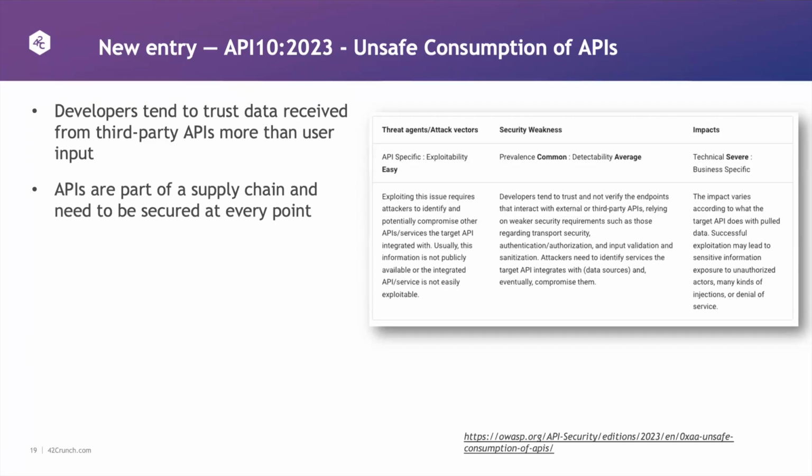What happens if there's a vulnerability in your upstream API provider? And then, heaven forbid, what if there was malicious intent on the part of your upstream provider? What if somebody was able to typosquat the URL of the API and redirect you somewhere else? How much trust are you putting in your upstream APIs? So consider your APIs as part of your supply chain, and they need to be secured at every point.